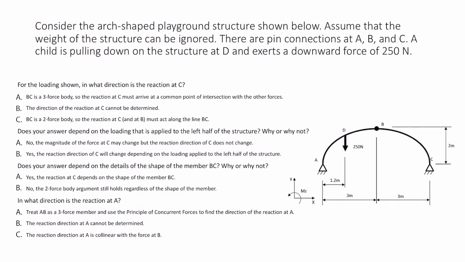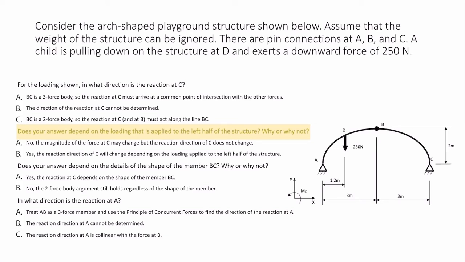Consider the arc-shaped playground structure shown below. Assume that the weight of the structure can be ignored. There are pin connections at A, B, and C. A child is pulling down on the structure at D and exerts a downward force of 250 newtons. For the loading shown, in what direction is the reaction at C?